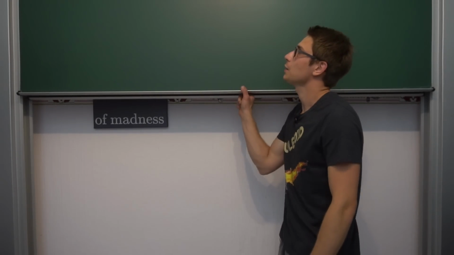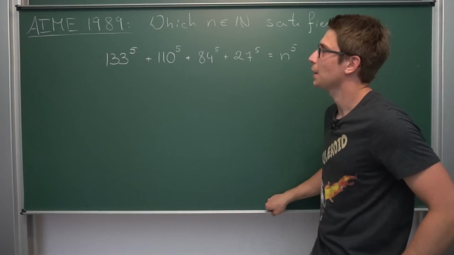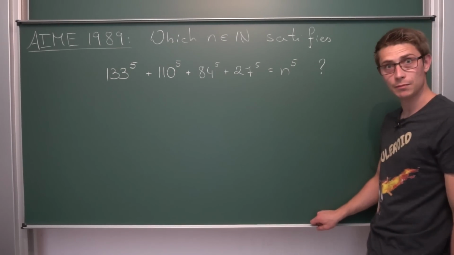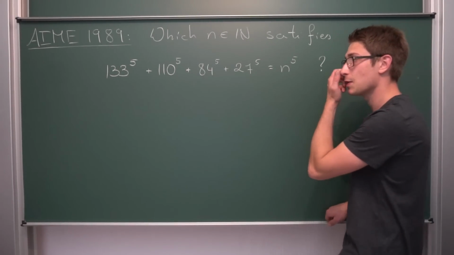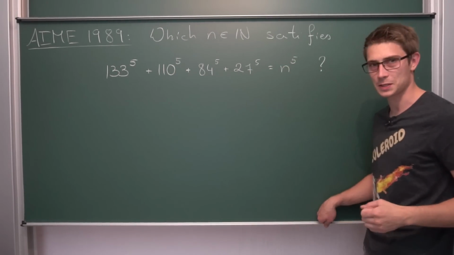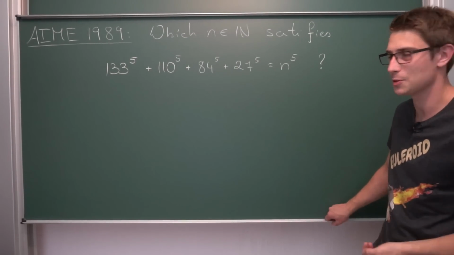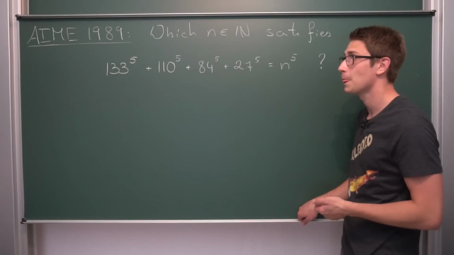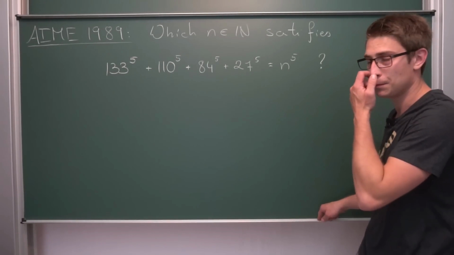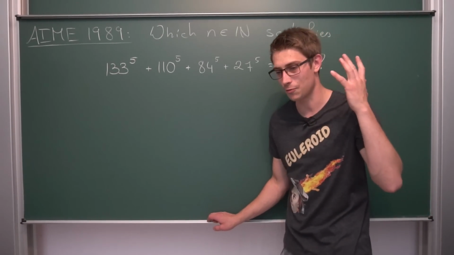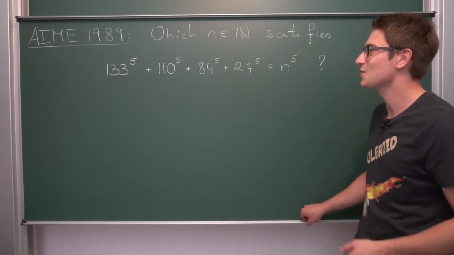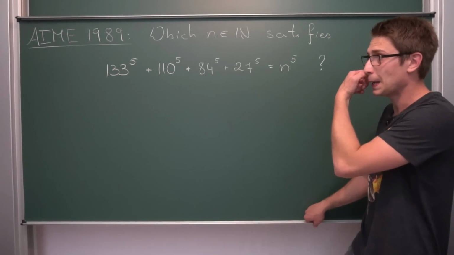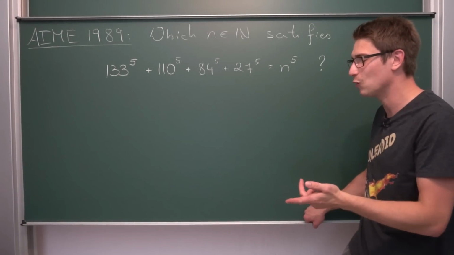A really fun one from the AIME 1989. We have to find n, an element of the natural numbers, which satisfies 133 to the fifth power plus 110 to the fifth power plus 84 to the fifth power plus 27 to the fifth power is equal to n to the fifth power. And this right here is a lot of fun, a little bit of trial and error, a little bit of very clever bounding, but it gets the job done and it's a splendid exercise, so definitely make sure to try it out for yourself. And once you're done, keep watching the video for the solution.